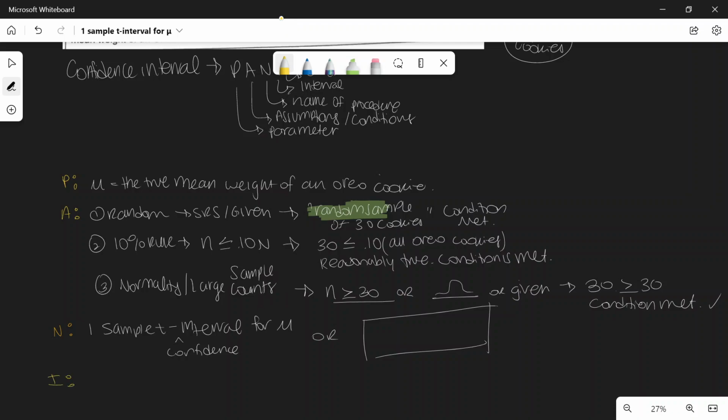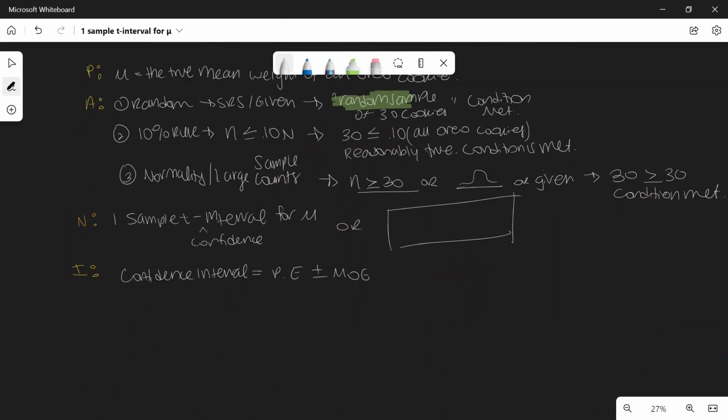So the next part is I, so PANIC with the I, and this is the interval. So your confidence interval is actually equal to your point estimate plus or minus your margin of error. Now, this is your general equation, right? Point estimate plus or minus margin of error for any confidence interval you're doing, but your point estimate depends on the problem and also your margin of error. So your point estimate is usually your statistic. So in other words, you can say your statistic plus or minus the margin of error is equal to the confidence interval.